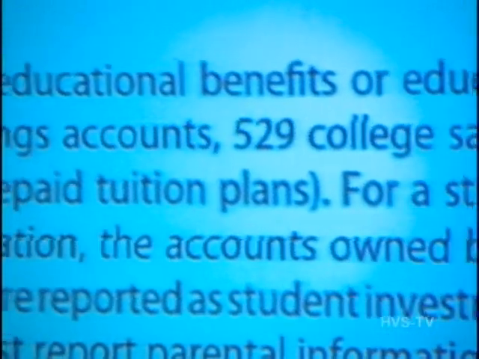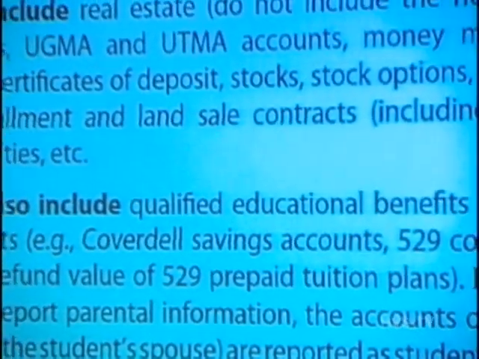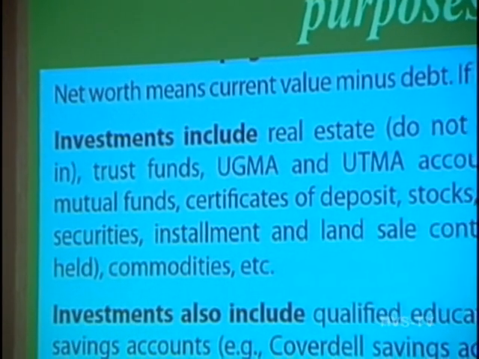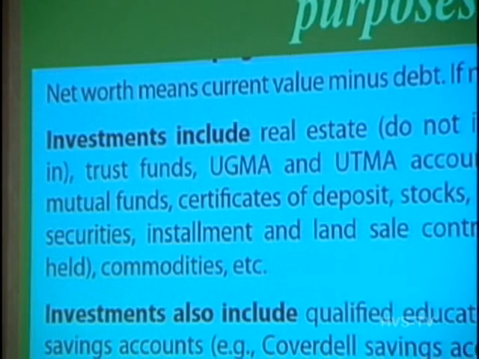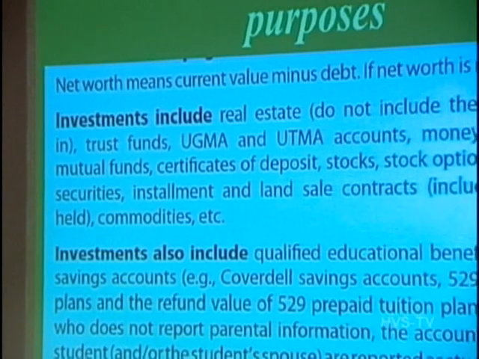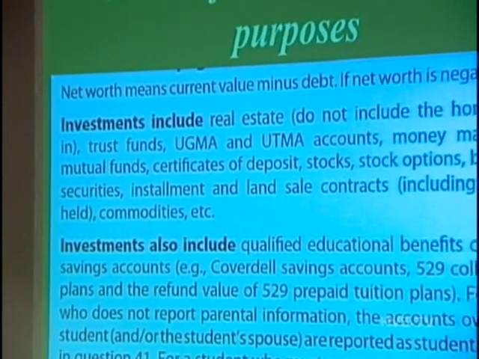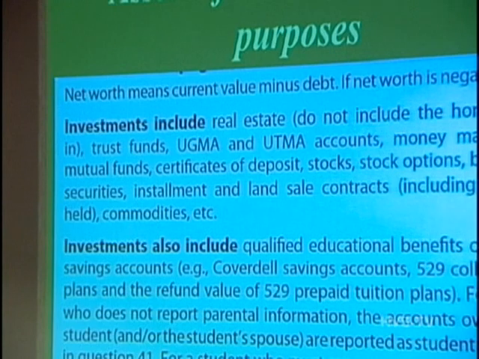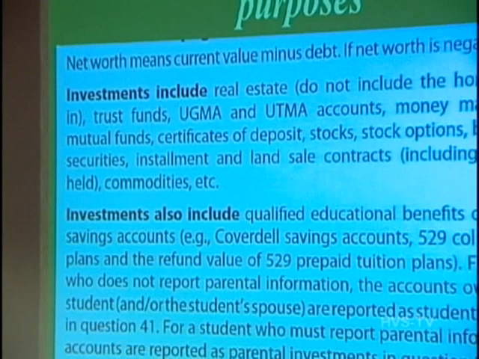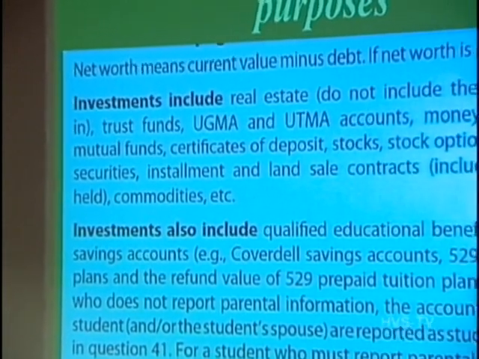Net worth means, and this is on your orange handout, current value minus debt. If net worth is negative, enter zero. Investments include real estate, but not the home you live in. So if you have a cabin up north, you have to include it if it has a positive net worth. If you could sell it for $100,000, but you owe $150,000 on it, then you wouldn't include it because your net worth would be negative. Continuing, trust funds, UTMA accounts, money market funds, mutual funds, CDs, stock options, bonds, other securities, installment and land sale contracts.